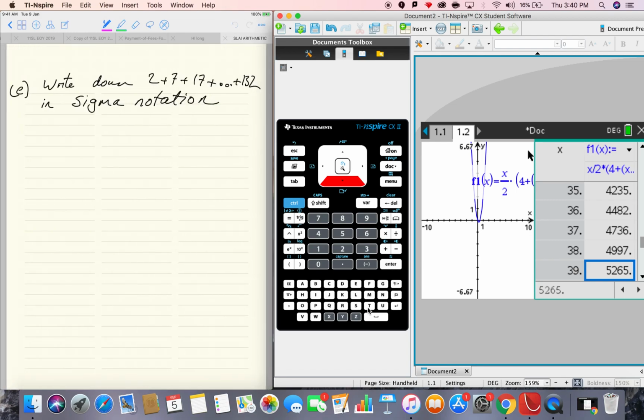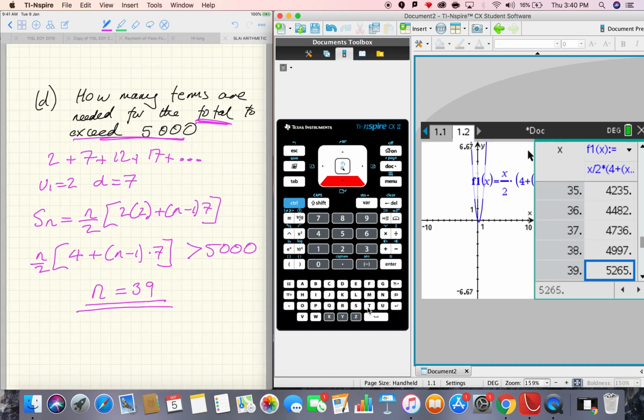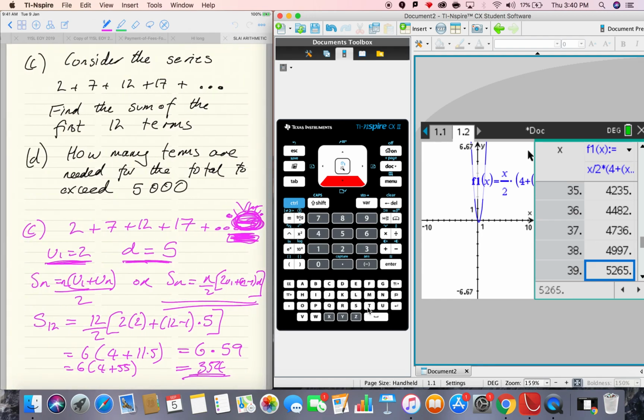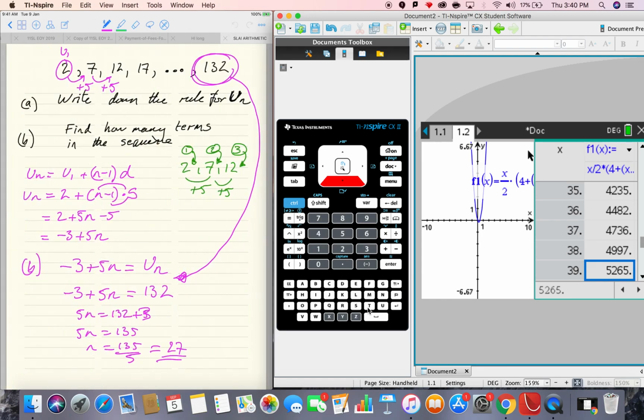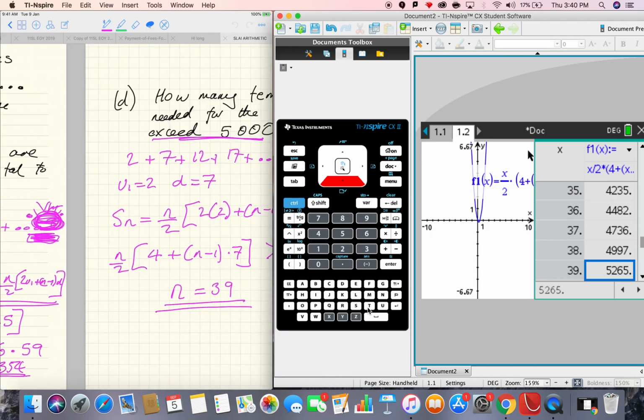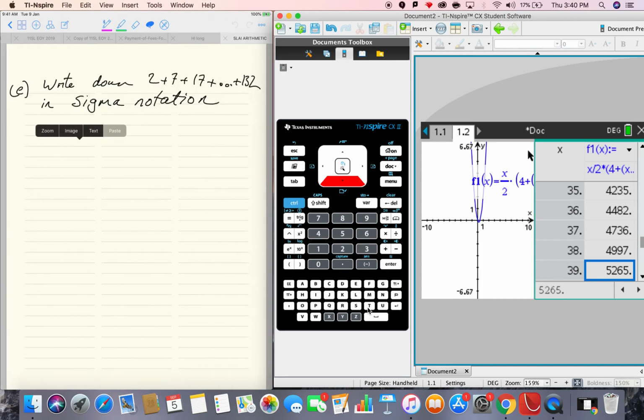But that's how we use the calculator to get how many terms. Alright, now let's have a look at might be the final part, I'm not too sure. Write down 2 plus 7 plus 17 in sigma notation. Now remember, sigma notation is addition. To start with, we need to write down the nth term rule. And where is the nth term rule? There he is, look. Let me just undo that. If I go to my little lasso, I can grab him, copy him, and bring him across here. So there's the nth term rule.